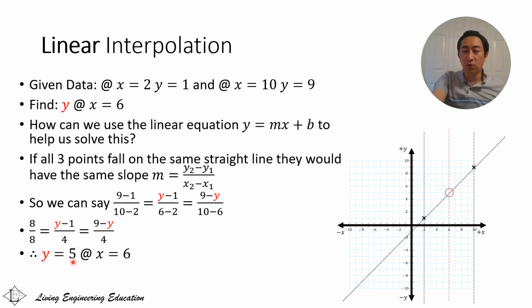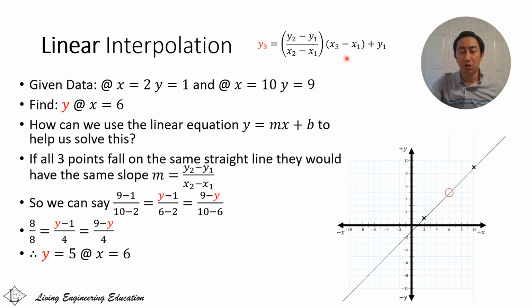Now, if you search online or if you look through your textbook, you might see an equation that looks similar to this. All this is looking at these ratios and isolating your unknown y value. Because if you take the ratio y2 minus y1 over x2 minus x1 and equate that to y3 minus y1 divided by x3 minus x1, you get this same equation. So I suggest thinking about it from a slope equality perspective.